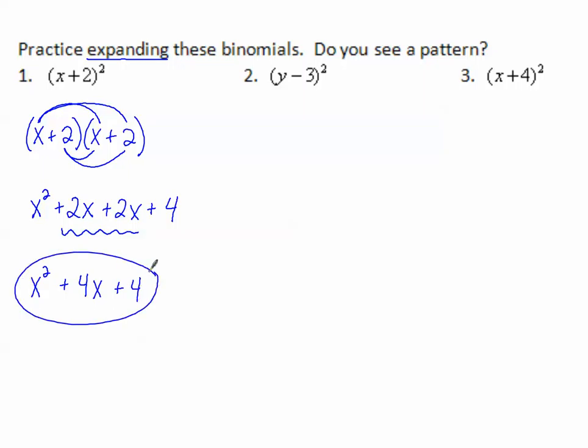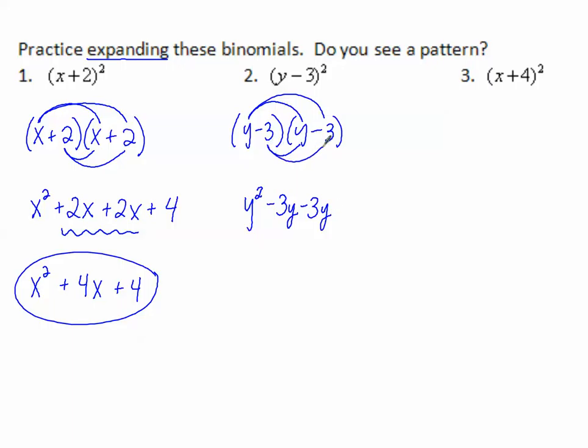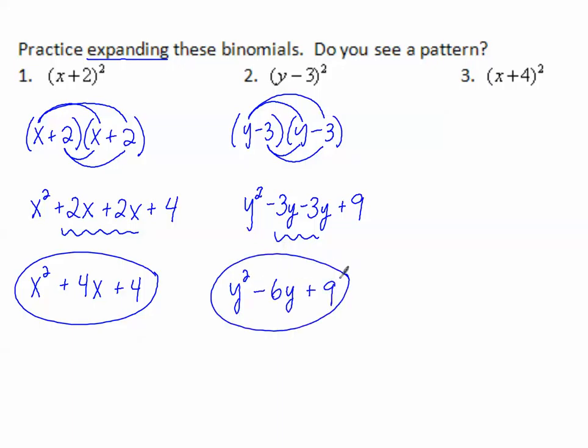Let's try another one. y minus 3 times y minus 3. Remember, squared means multiply to itself. Distribute the y. y times y is y squared. y times negative 3, negative 3y. Now distribute the negative 3. Negative 3 times y, negative 3y, and negative 3 times negative 3, positive 9. Combine the like terms in the middle, and y squared minus 6y plus 9 is our trinomial. Trinomial, 1, 2, 3, 3 terms.